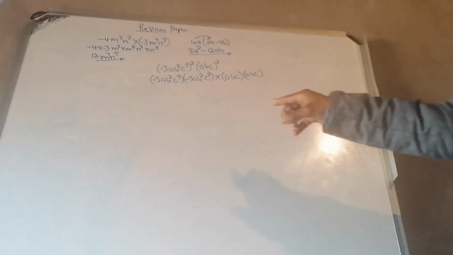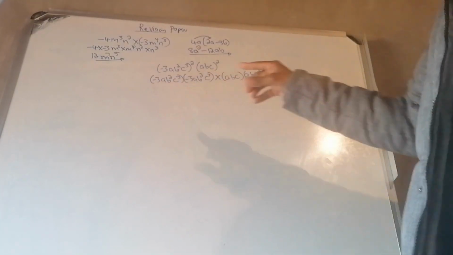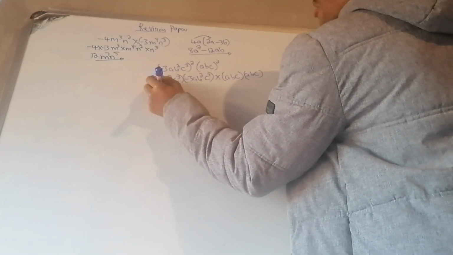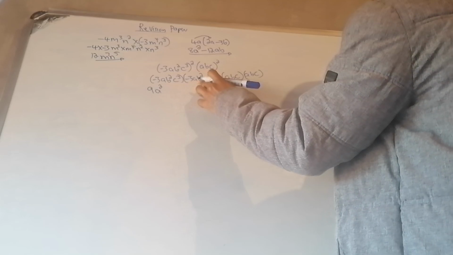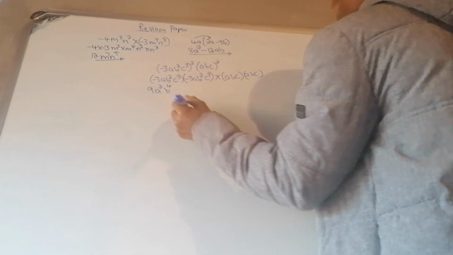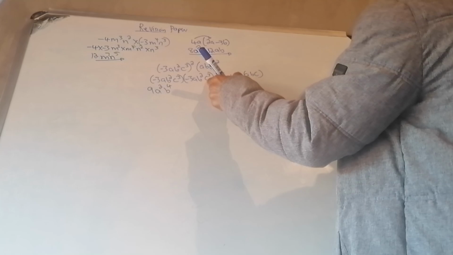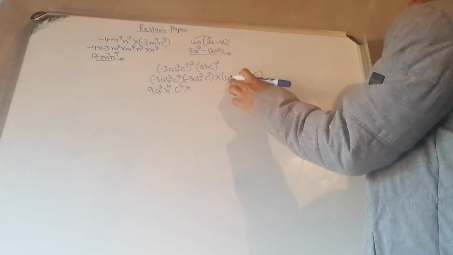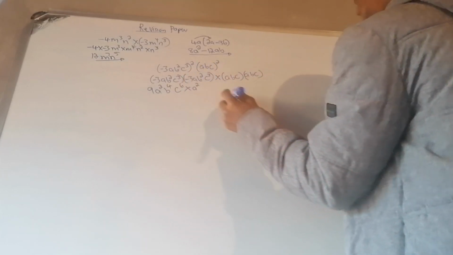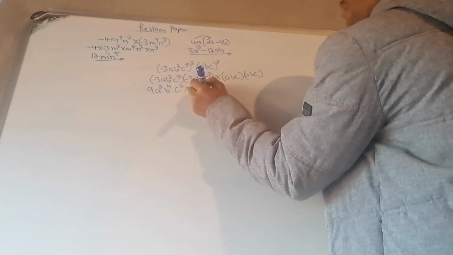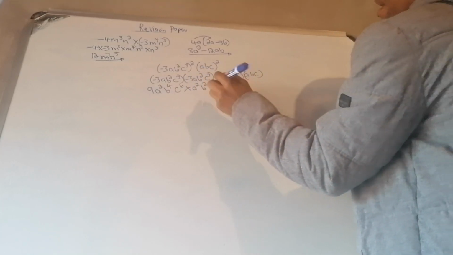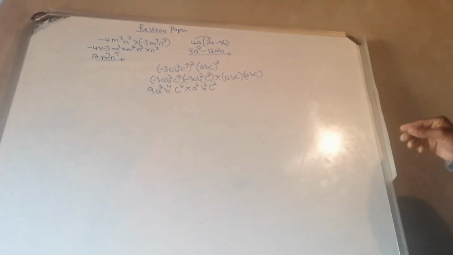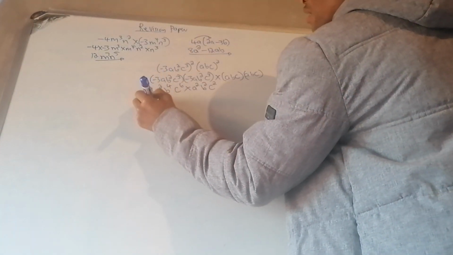Negative 3 times negative 3 is 9. A times a squared, b squared multiplied by b squared is b4, c3 multiplied by c3 is c6. Multiply a times a squared, b times b squared, c times c squared. Now in the multiplication you know 9.